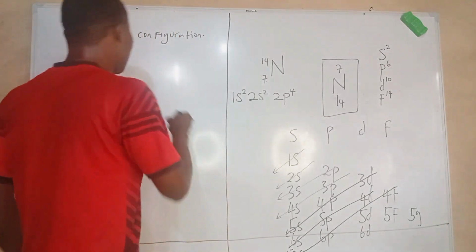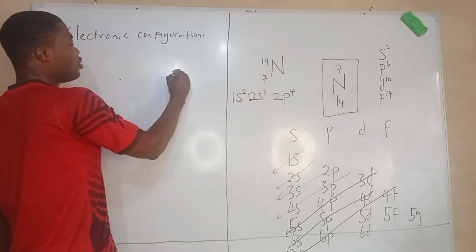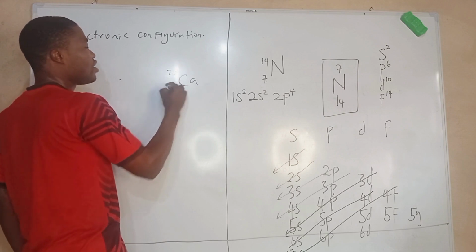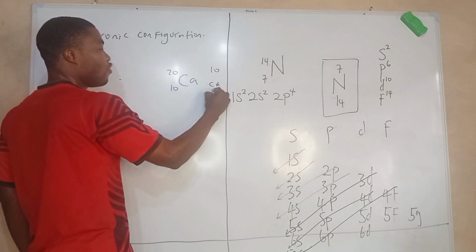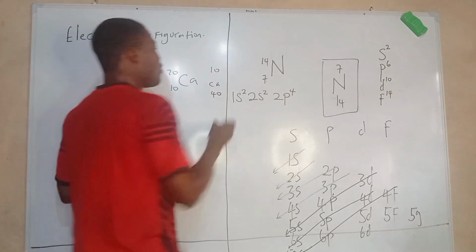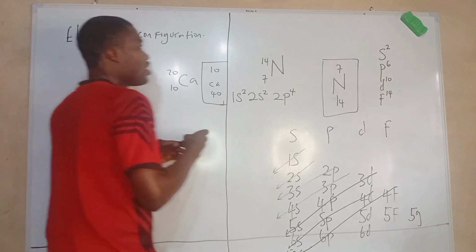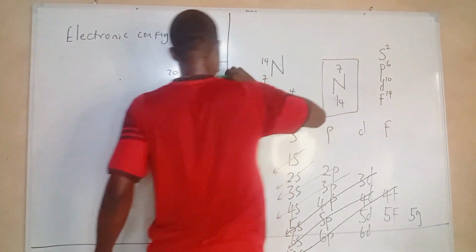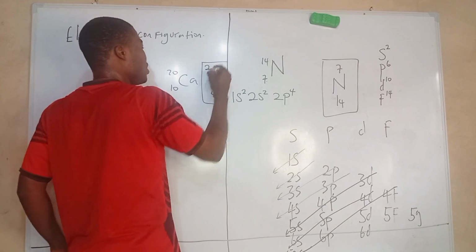Let's take calcium, for instance. Calcium should be written as 20Ca40, or with the other convention, 20Ca40. However you want to write it, that is calcium for you, with atomic number 20.